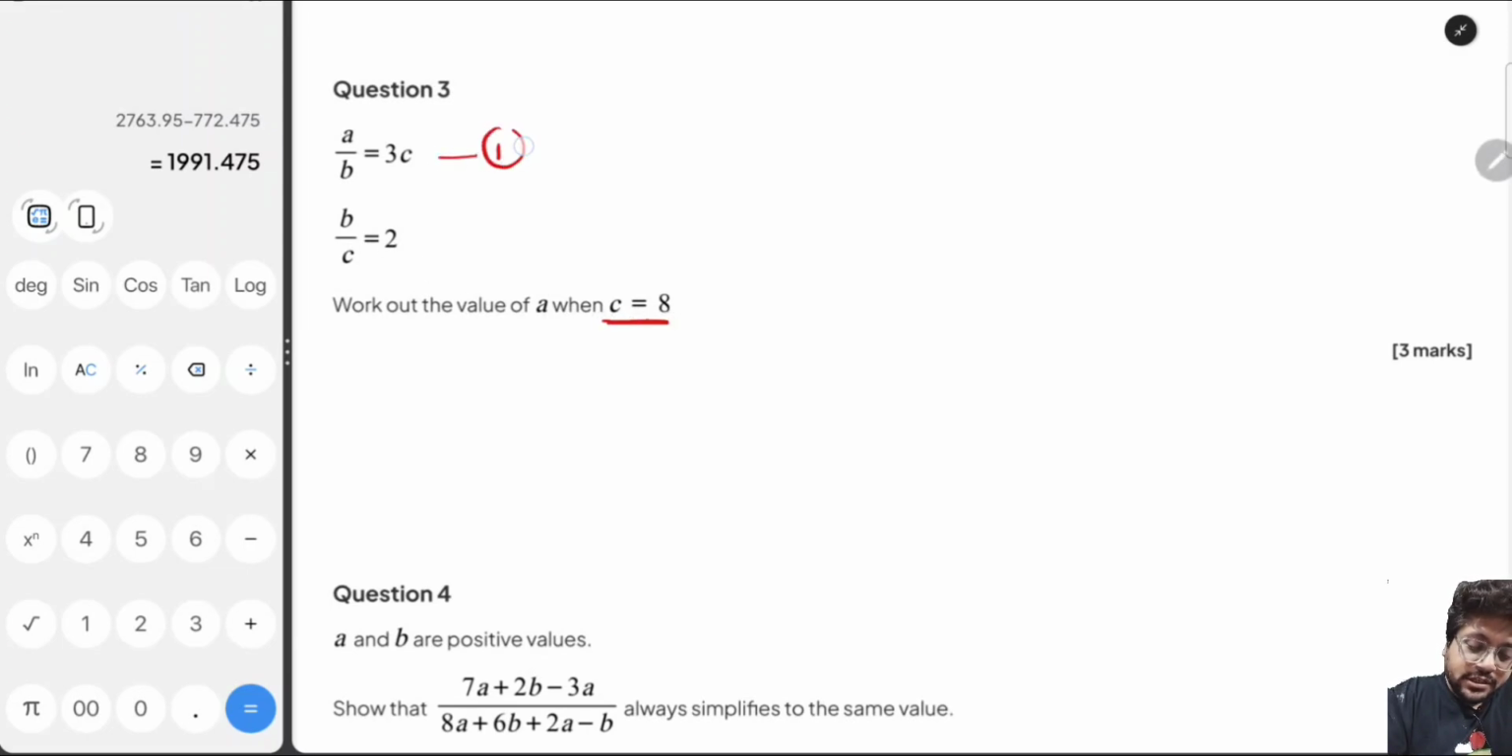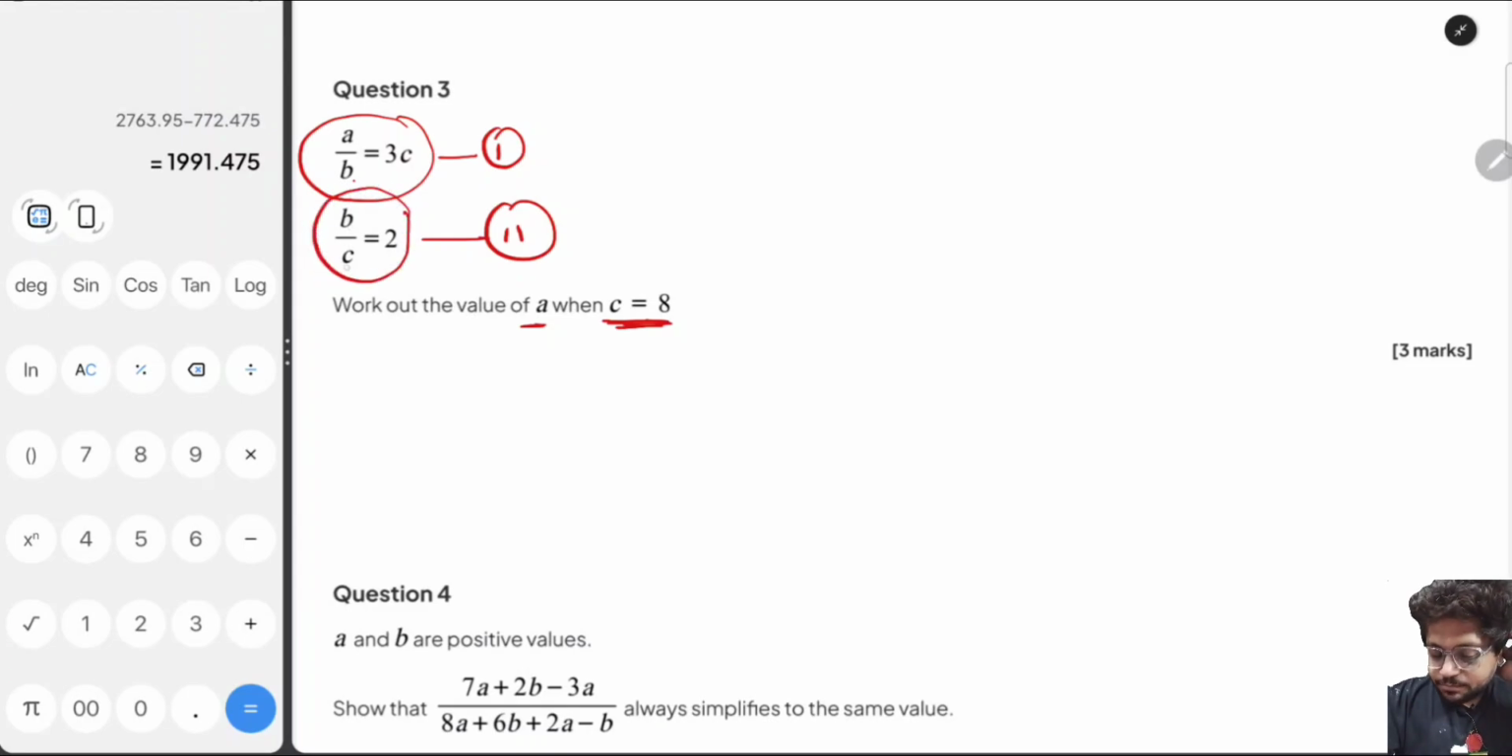There are 2 equations, and to get the value of a, you can see from the first equation, to get the value of a you need the value of b as well as c both. You already have the value of c but not the value of b, so to find b you'll use the second equation where there is b and c only. By putting c equal to 8 here, we can find b, and then we'll put both b and c into the first equation to get the value of a.